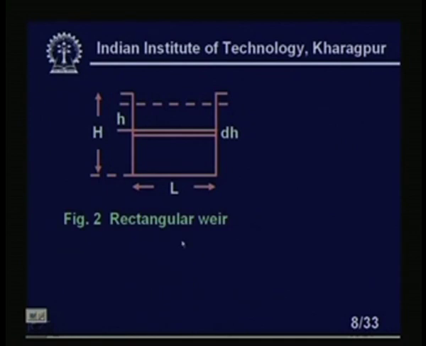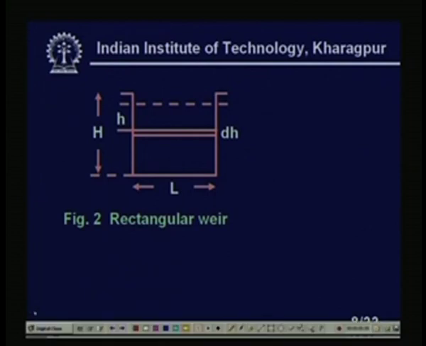Now, you see this is a rectangular weir. We will discuss later on what is small h, what is dh. This is the crest of the weir, and this is the water level. Not necessarily will it go to the top, the water level may go up to this position. In fact, it should end here. So, this is the water level, this is h.